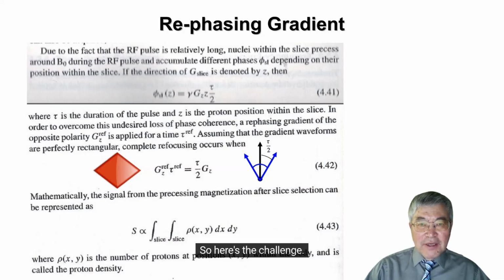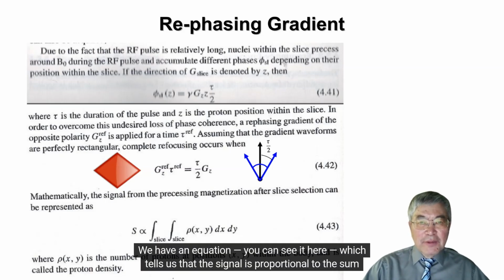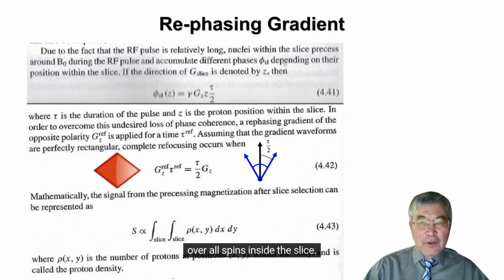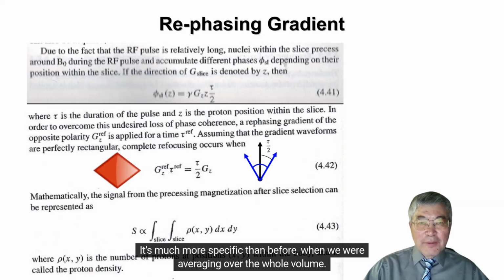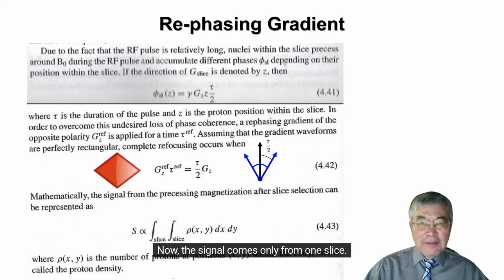So here's the challenge. Let's pause for a moment and think carefully. We have an equation. You can see it here, which tells us that the signal is proportional to the sum over all spins inside the slice. That's already an improvement. It's much more specific than before when we were averaging over the whole volume. Now the signal comes only from one slice.